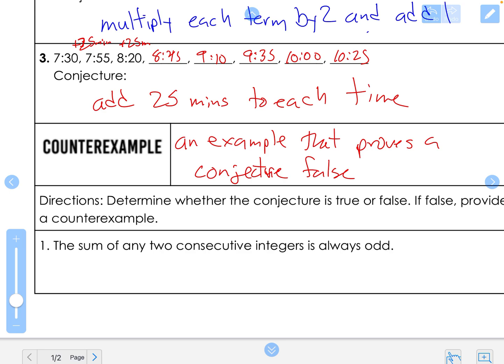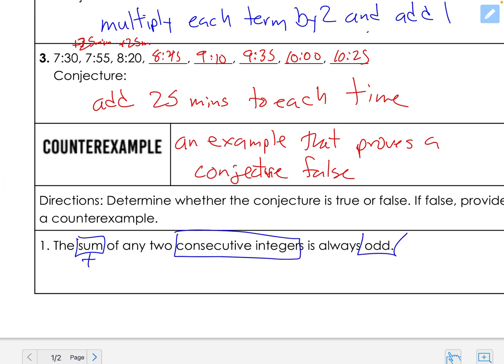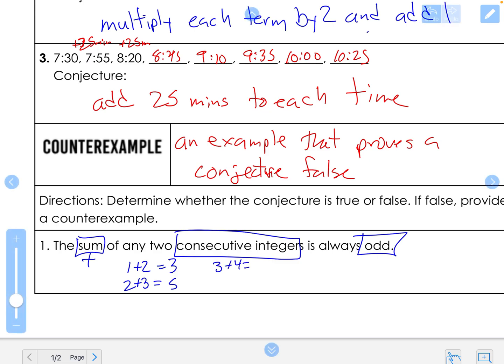So this first one is we're looking for the sum of any two consecutive integers, so these are numbers in a row, is always odd. So let's look at some examples and see if this is true. 1 plus 2, because 1 and 2 are consecutive numbers, equals 3. 2 plus 3 equals 5. 3 plus 4 equals 7.